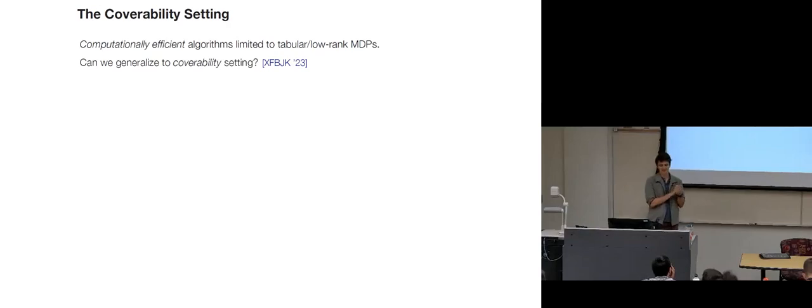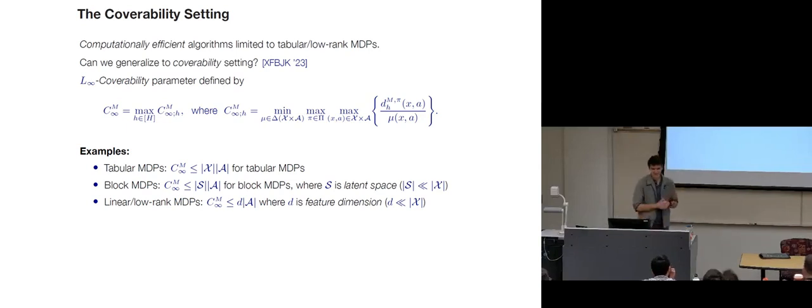Like I mentioned 2 slides ago, computationally efficient algorithms are mostly limited to tabular and low-rank structures. So what we're going to do here is generalize to the setting of coverability. Coverability is a very elegant structural parameter for MDPs.